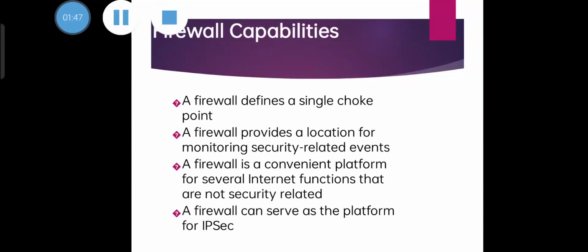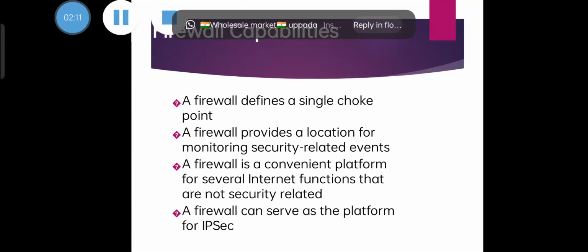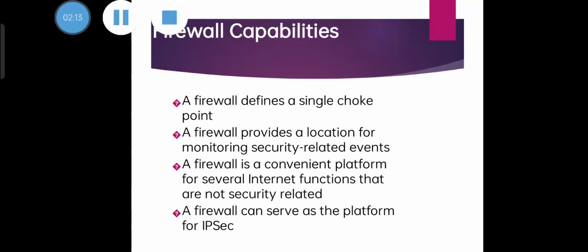Next, what are the firewall capabilities? A firewall defines a single choke point. A single choke point means a centralized point. All the incoming and outgoing packets should pass only through this firewall. A firewall provides a location for monitoring security-related events. It is a convenient platform for several internet functions that are not security related. A firewall can also serve as a platform for IPsec, that is IP security.